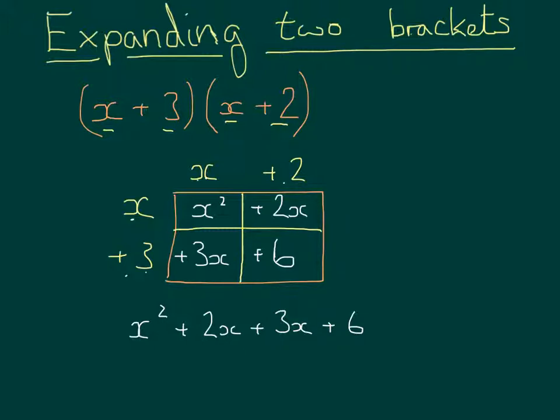We must collect the like terms. And if you look here, we have a plus 2x and a plus 3x. If I collect those two, I'm going to have 5 x's in total. So my final answer is going to be x squared plus my 5x plus 6.